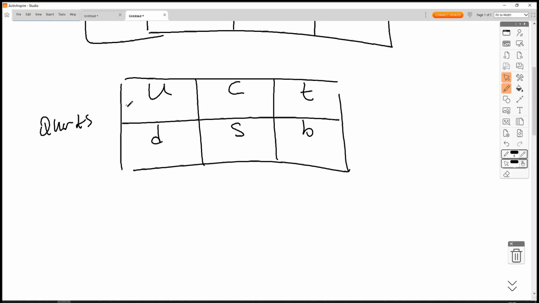So the up quark has a charge of plus 2/3. The charm has a charge of plus 2/3. And the top has a charge of plus 2/3. The down has a charge of negative 1/3. The strange has a charge of negative 1/3. And I'm also going to write down the strangeness of the strange is negative 1. And then the bottom has a charge of negative 1/3.